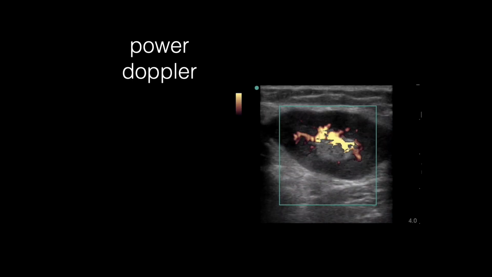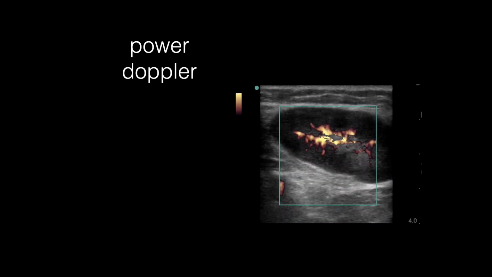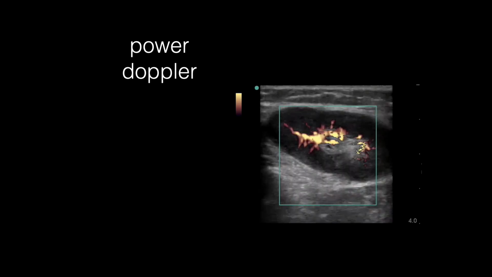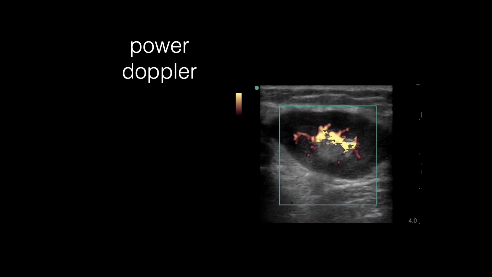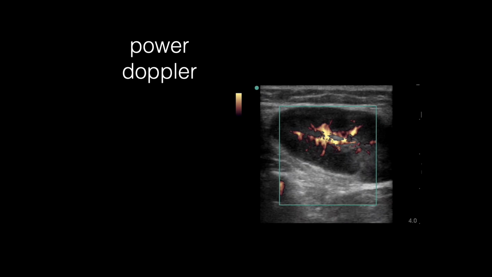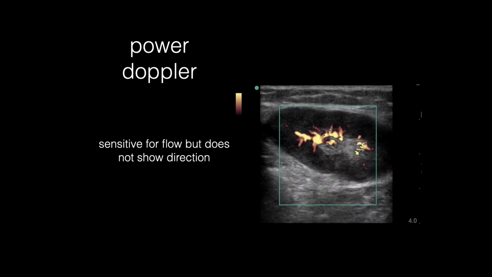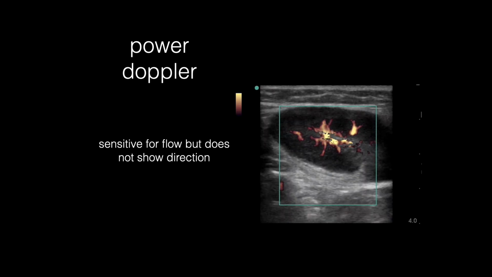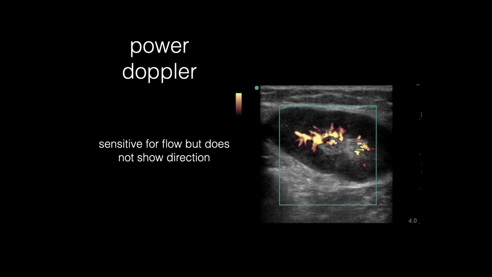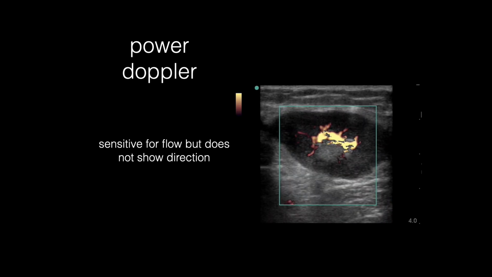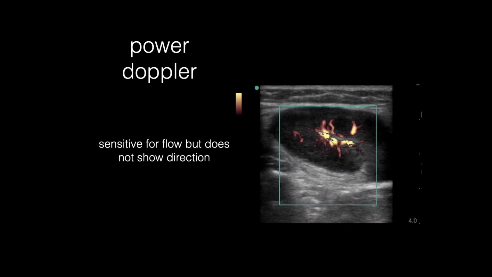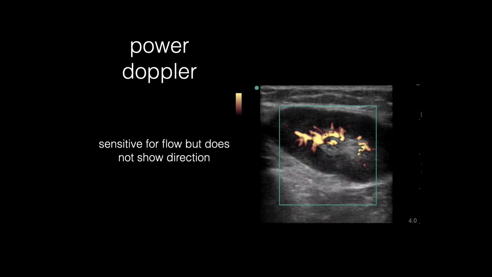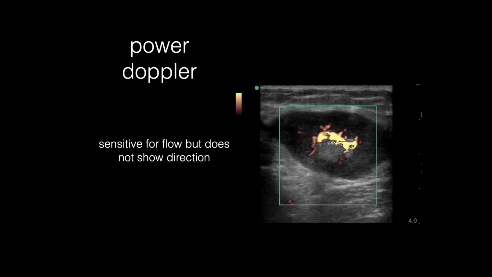Now another type of Doppler signal, or function rather, that you can use is called power Doppler. And this does not show any direction, but it's very sensitive for flow. And that's helpful in cases like this because this is looking at a lymph node, to distinguish for instance a vascular organ from one that is avascular, and it can see the flow of blood within the node itself.